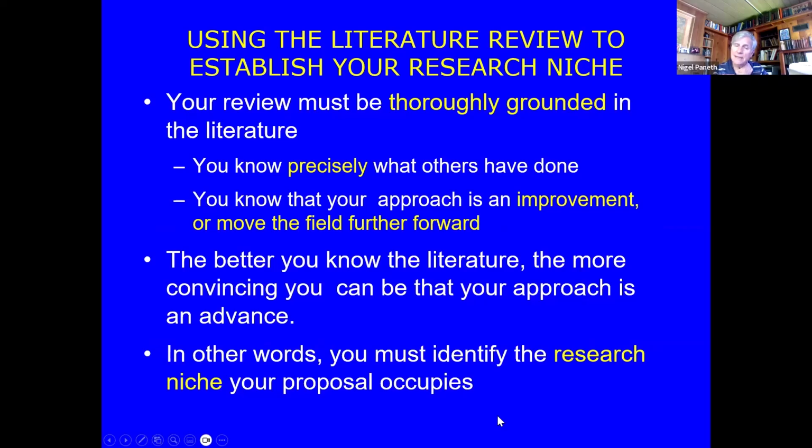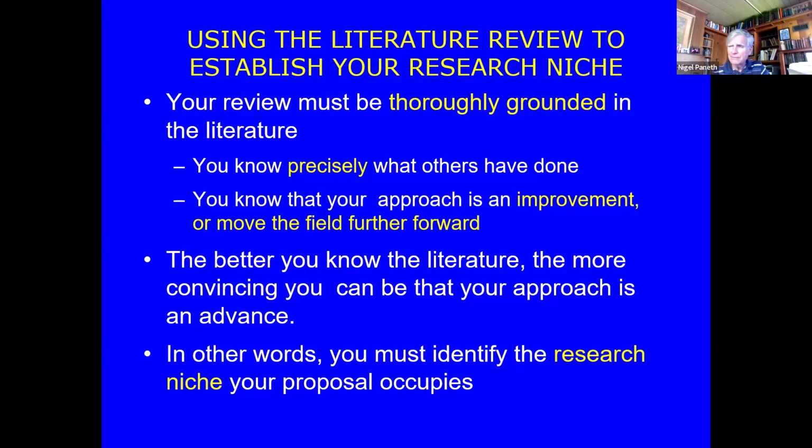As I say, the review should be thoroughly grounded in literature, and you know exactly what others have done, and also you are able to distinguish yourself from what's been done before and show how what you're doing now is moving things forward. It doesn't always have to be a critique of the prior literature. You can say, well, they've gone this far. Now the next step is, and so on. And the better you know the literature, the more convincing you can be.